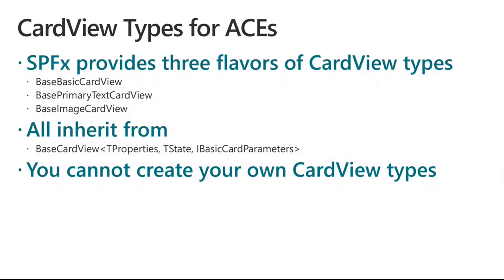All of them have a base class, which is called base card view, and which is defined through some generic attributes like the interface defining the properties and the state of the adaptive card extension. And we will dig into these topics in one of the upcoming demos too, as well as an interface defining the basic card parameters for the card view. And depending on the layout of the basic card parameters, we will have the three different flavors of the card view. So the basic, the primary text, and the image one.